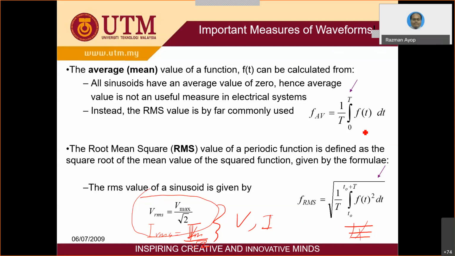And this is the average value. How to calculate it? You use this formula. This is the general formula, and this is for sinusoidal only. For average, V average equals V max divided by 2. Sorry, this one is not equal to that. V average equals 0. We don't use average.